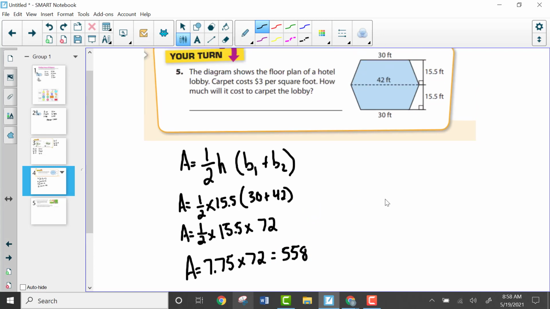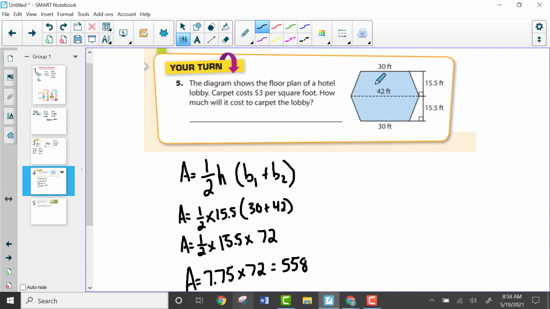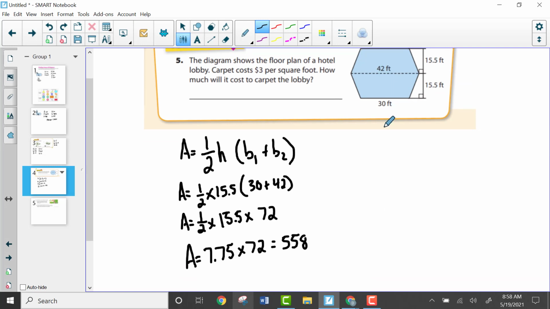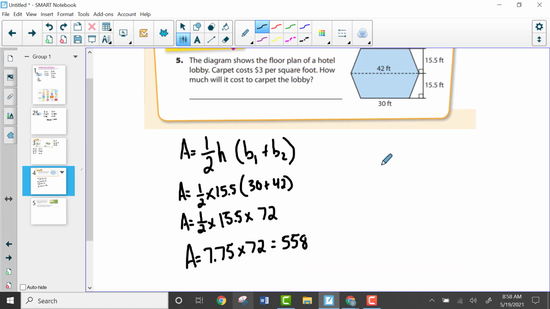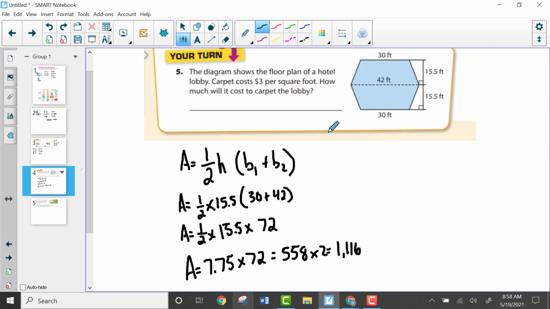So that's the area of one trapezoid, and since both trapezoids have the same measurement, we're just going to multiply that 558 times 2, and that'll give us the area of the whole entire floor plan. And we multiply 558 times 2, and that's going to give us 1,116 feet squared.